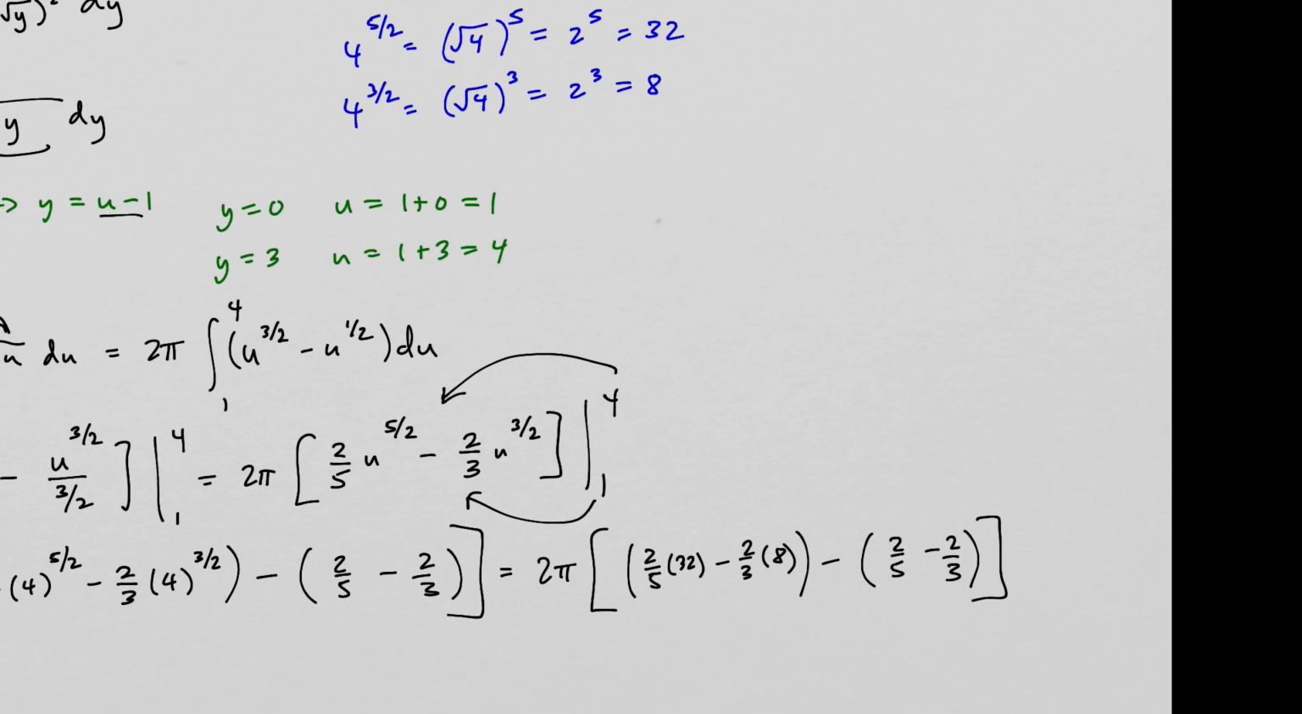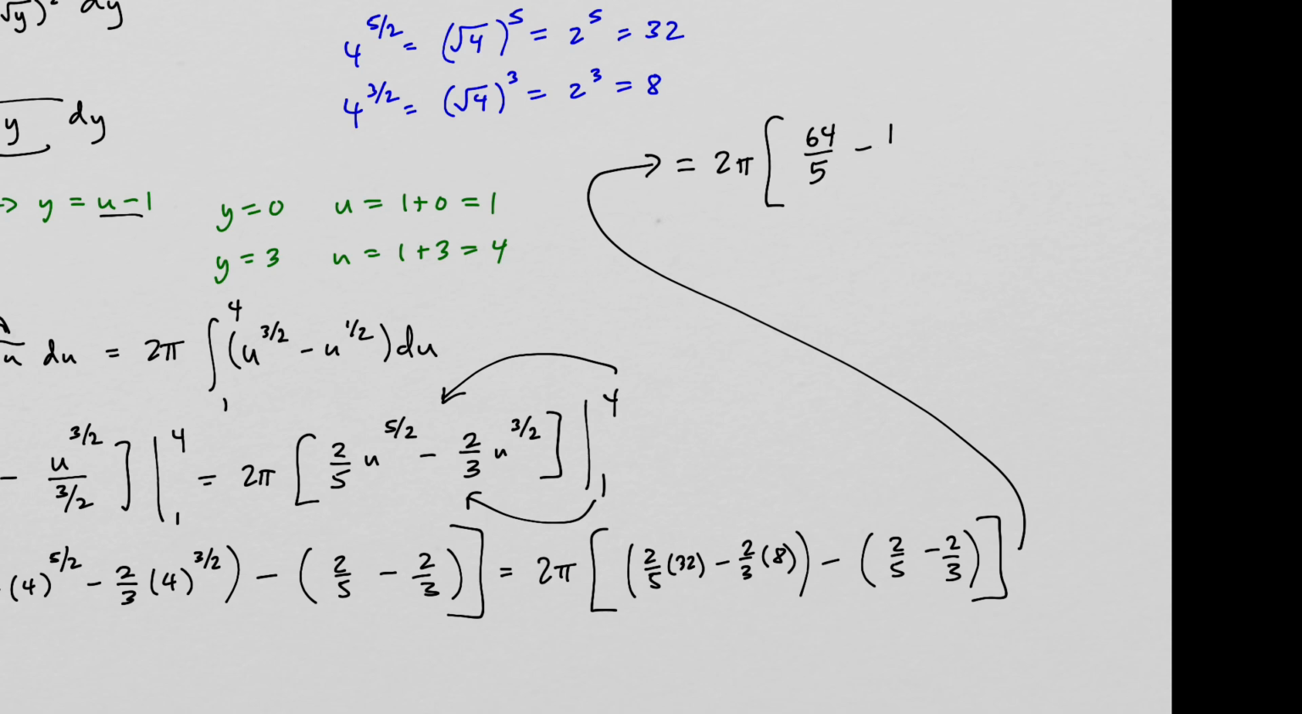Now we just need to finish this by doing the arithmetic. Let's bring it up above here. So what we have here is 2 pi times 64 over 5 minus 16 over 3 minus 2/5 and then plus 2/3. You need to be sure that you distribute the negative here. It would be a shame to get a problem wrong because you forgot to distribute a negative. Okay, so let's keep going.